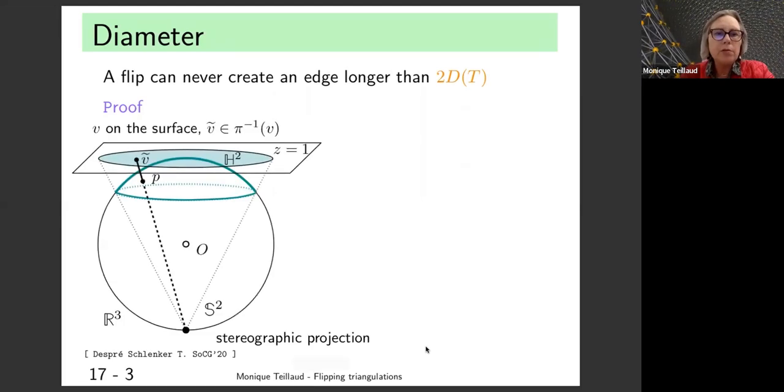So just a quick proof. This is a well-known construction, I think. You embed the hyperbolic plane, the Poincaré disk model, into the plane z equals one in R3. The blue disk here is H2, the hyperbolic plane. Then you do a stereographic projection with respect to this sphere centered at the origin and with respect to the pole here. Each point in H2 is mapped to a point on the sphere, and H2 is mapped onto this blue shape.